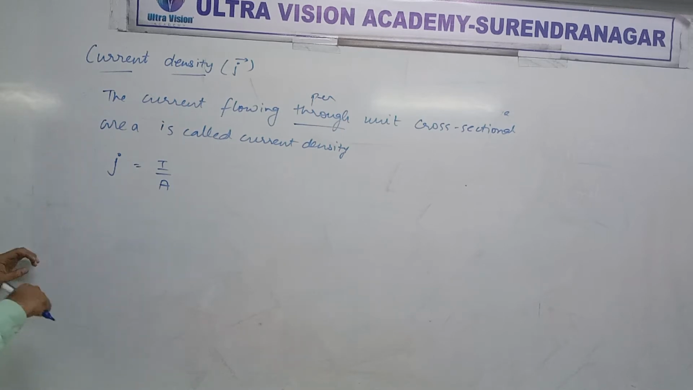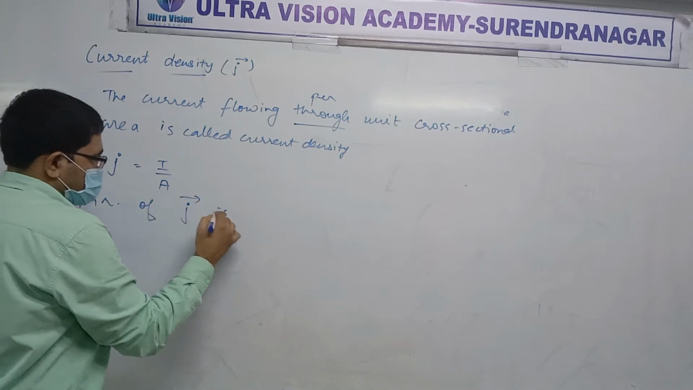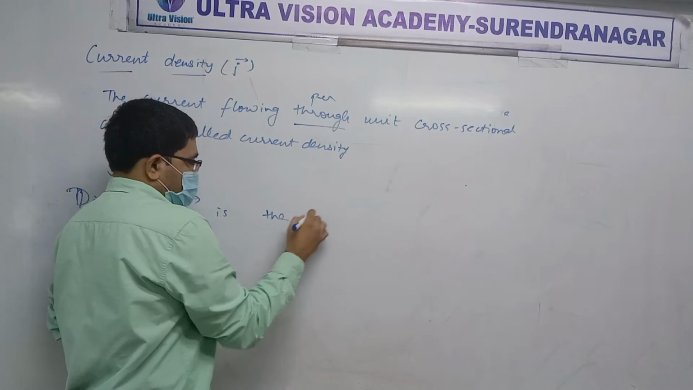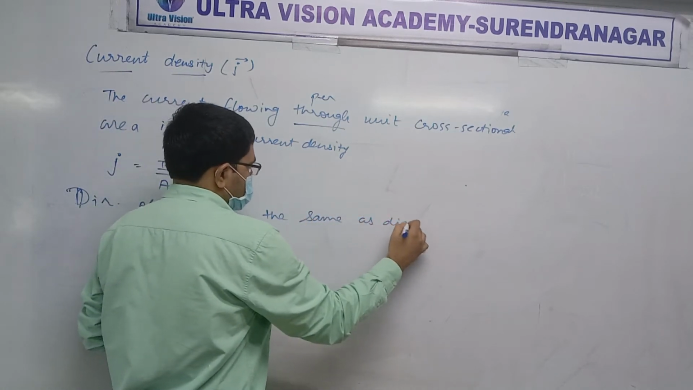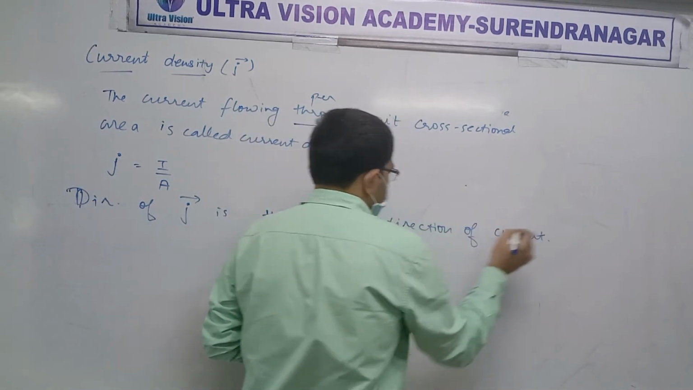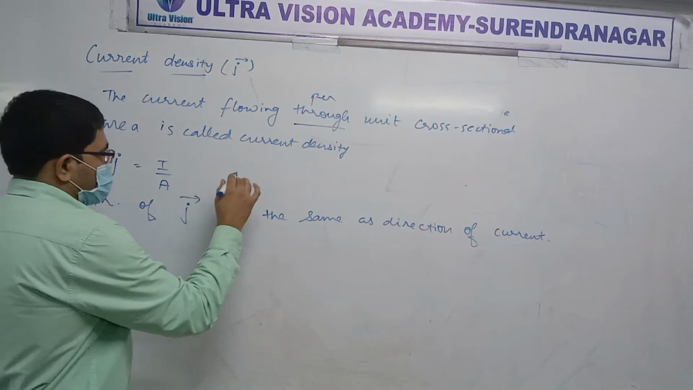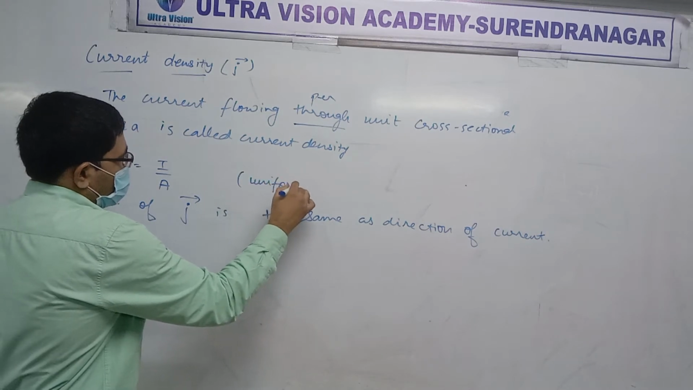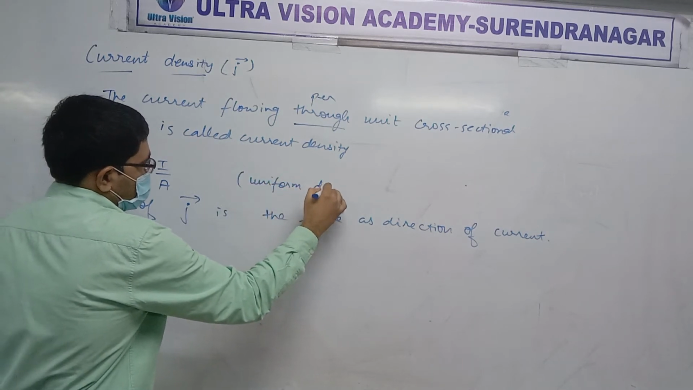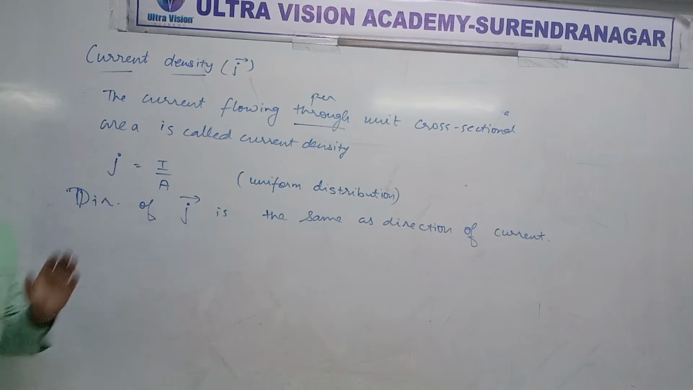Now, actually it's a vector. The direction of the J vector is the same as the direction of current. But this is frankly only to be used when current is uniformly distributed. Okay, this is only to be used if the current distribution is uniform. That means the current density is the same everywhere. But what to do in a complicated case?